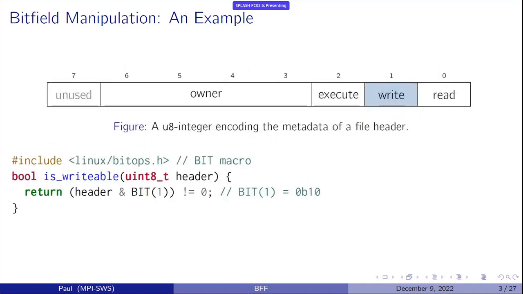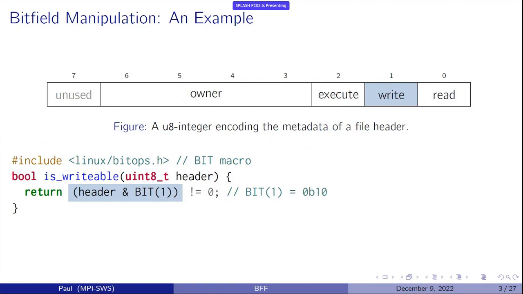Then I show you this C function, is_writable. As the name suggests, it will test if an input header is writable or not. More specifically, we are doing bit field manipulation in this function, that is, to extract the value of the write field from the input header. The developer realizes this functionality by applying a bitwise AND operation between the input header and a bit mask where only the bit that represents the write field is specified.